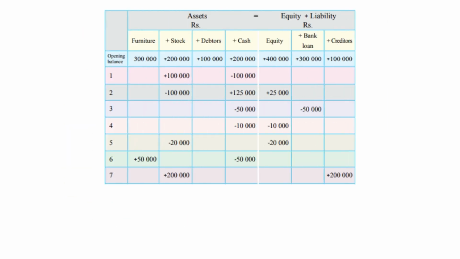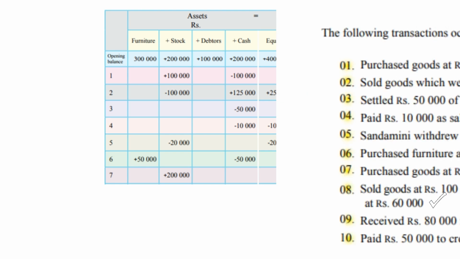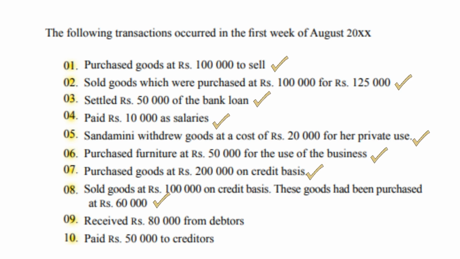So we know that creditor is a liability of the business. So we have to add 200,000 in creditors column, and add 200,000 under stocks since we have bought it. Then sold goods at rupees 100,000 on credit basis. These goods had been purchased at rupees 60,000.